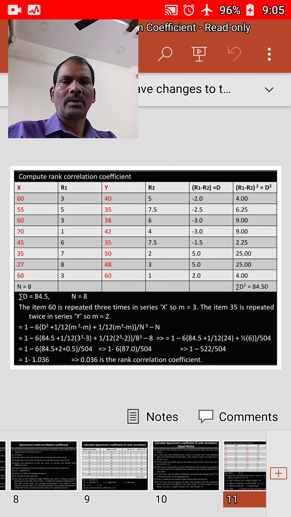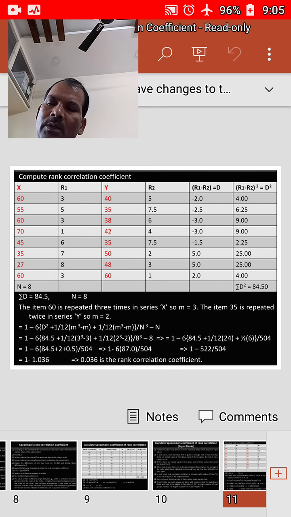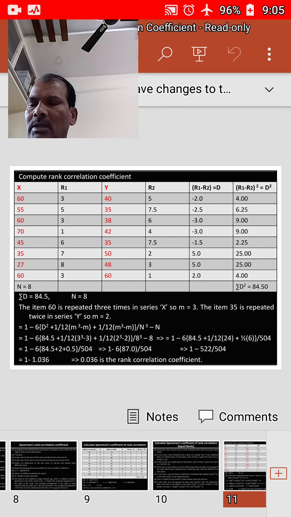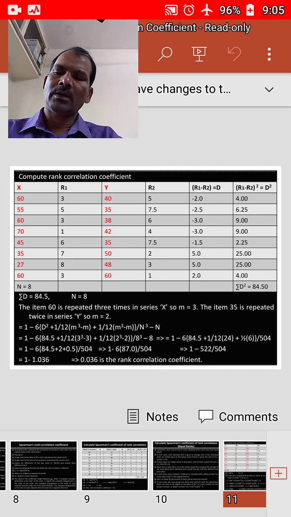The number of pairs of observations is 8 only, and for y we need to calculate r2. Here the highest value is 60, hence I am giving first rank to 60. The next highest number is 50, hence I am giving second rank to 50. The next highest is 48, so third rank is given to 48, and the next highest is 42, hence I am giving fourth rank to 42.